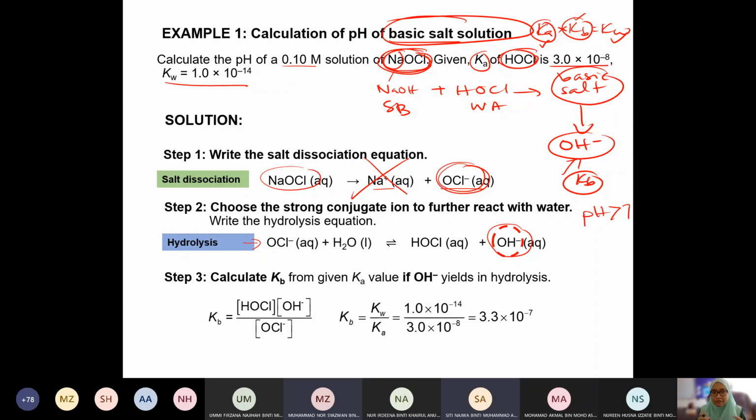Okay, now is the time to have value. So bila you produce OH minus, you pakai Kb, you tak pakai Ka. Okay, alright. So now is the time to insert value, guys. Dia ni tunjuk Kb dulu lah. Okay, you cari Kb. This is the expression. Tapi we can simply plug in the Kw over Ka to get the Kb. Dah dapat Kb. So nanti kita nak pakai lah this Kb.